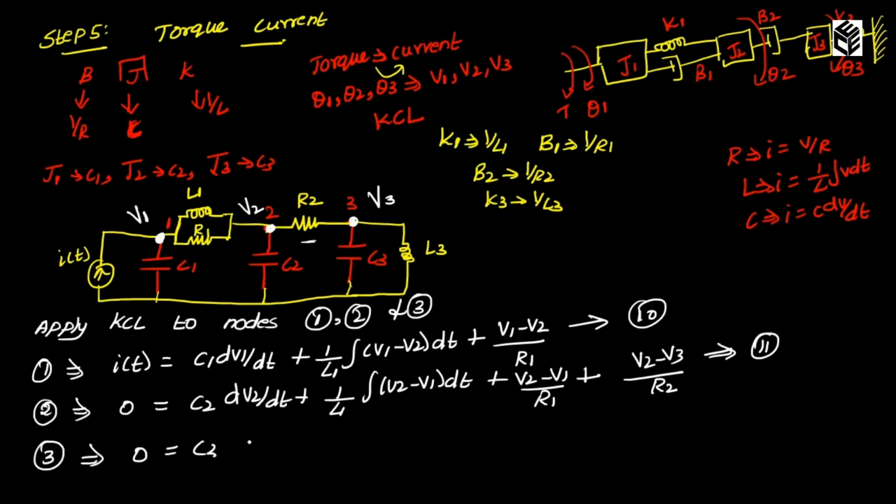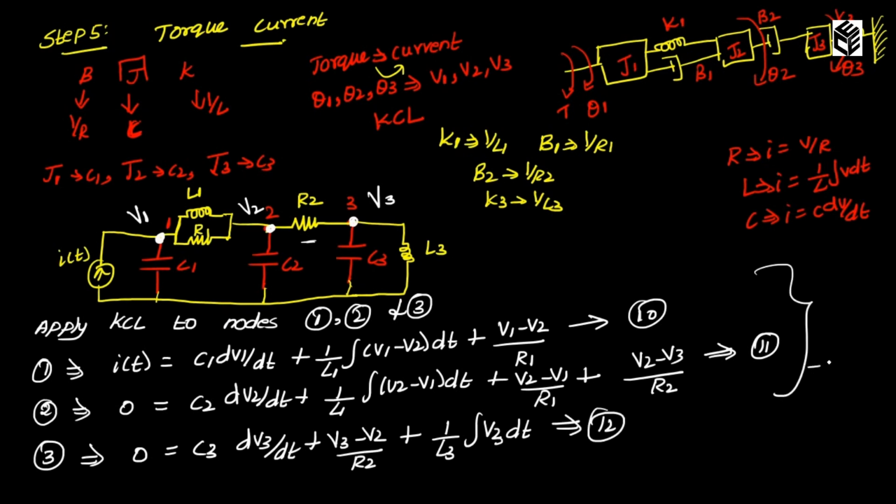And third node implies 0 is equal to C3 into dV3 by dt plus I am having the element R2 common to 2 and 3. So (V3 minus V2) divided by R2 plus L3 is connected to node 3 alone. Therefore 1 by L3 into integral of V3 dt. So this is my equation number 12. So all these three equations are called nodal equations.